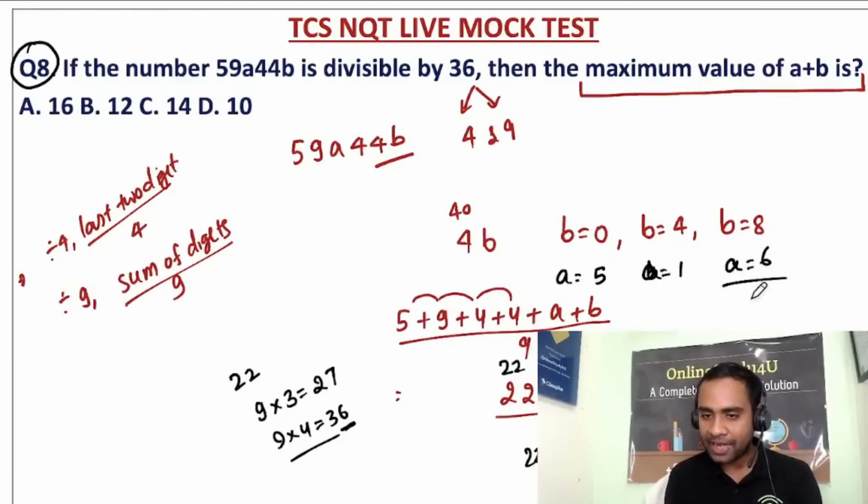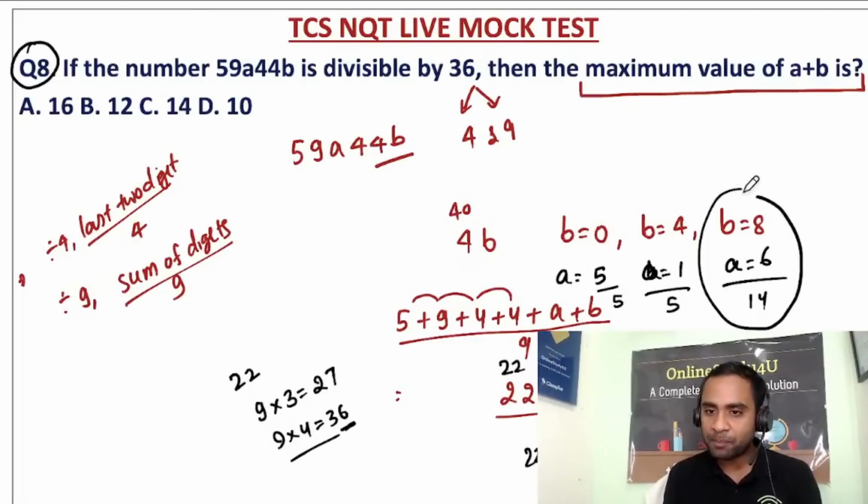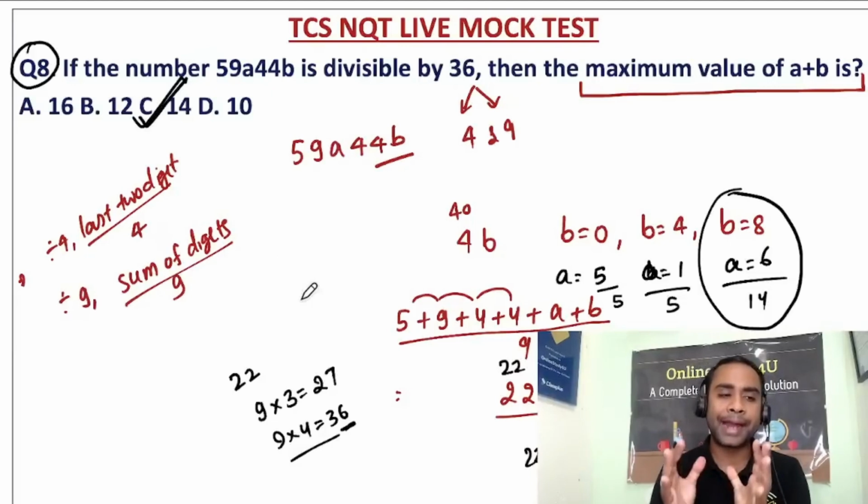Now, if we add a plus b, we get 14, a plus b 5, and a plus b 5, right? So the maximum value of a plus b will be 14. Option C will be the correct answer.